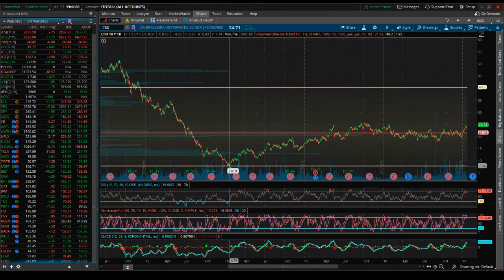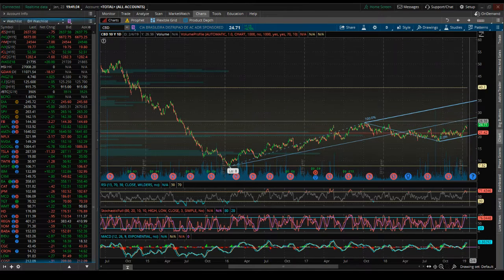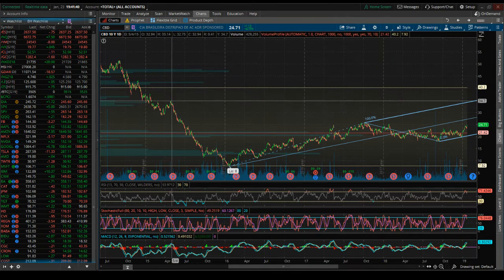$8 to here. So just see if we can get a little bit of a push there over 26. 27 might be a next stop, and then above that, like I said, in the 30s. So that could be interesting.